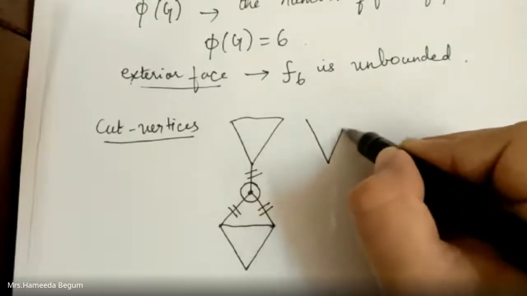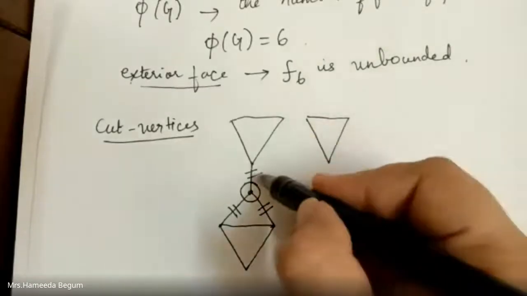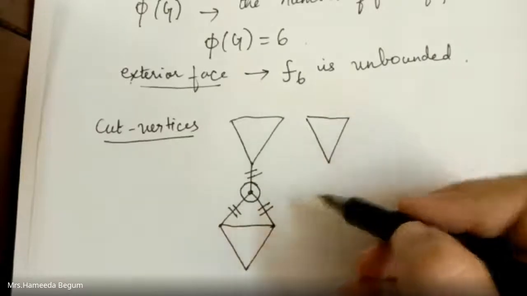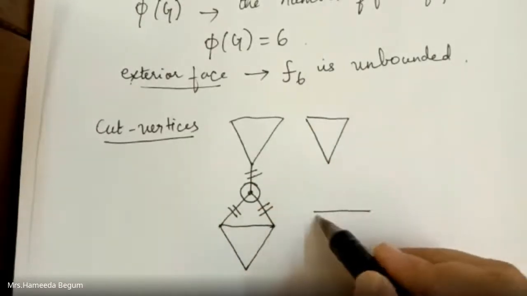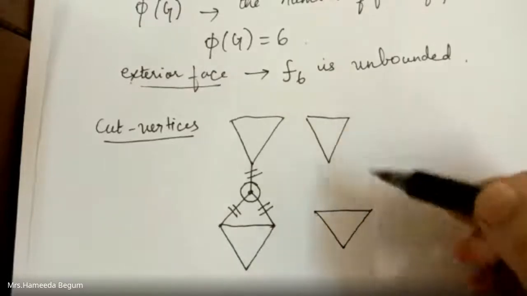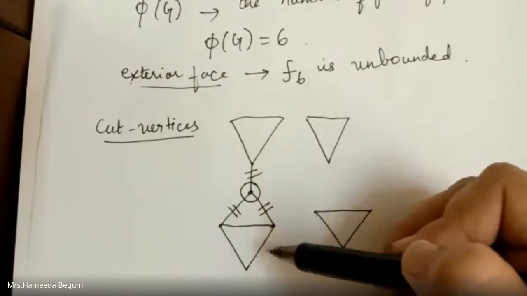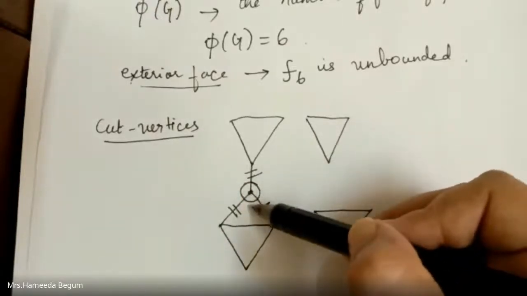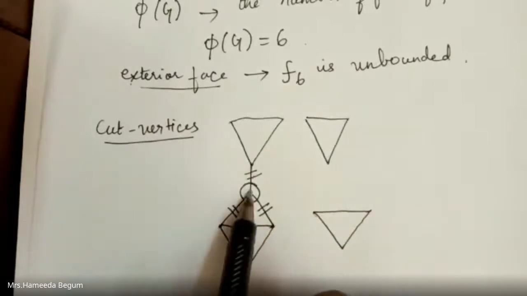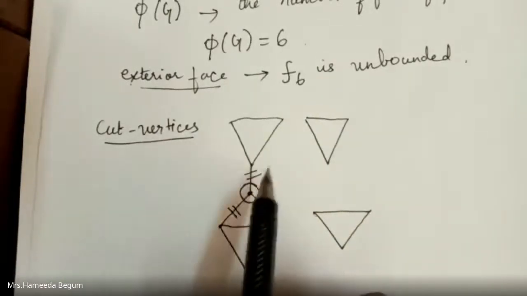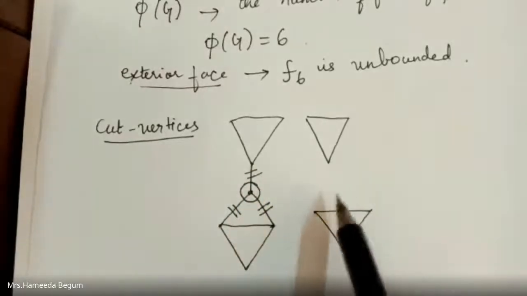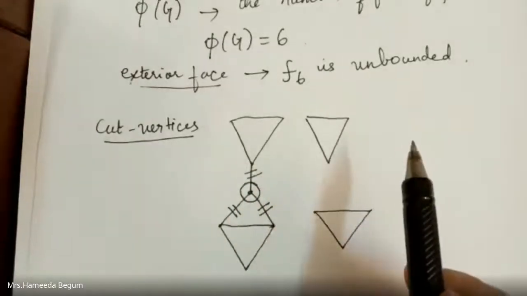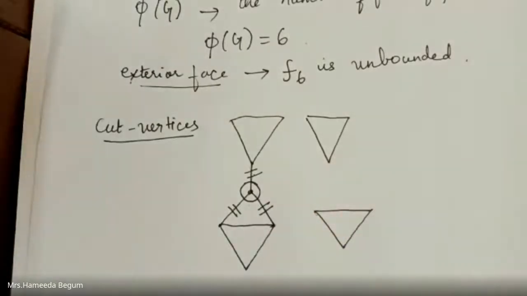So what will happen to this graph? It will become like this. Now this edge and this edge and this edge will be removed, and the graph will become like this. This was a connected graph, but it became disconnected because of the removal of this one vertex. So this is a cut vertex of this graph. This is the meaning of cut vertices. Now a block is a connected graph without cut vertices. That is, a block is a non-separable graph. You won't be able to separate it.